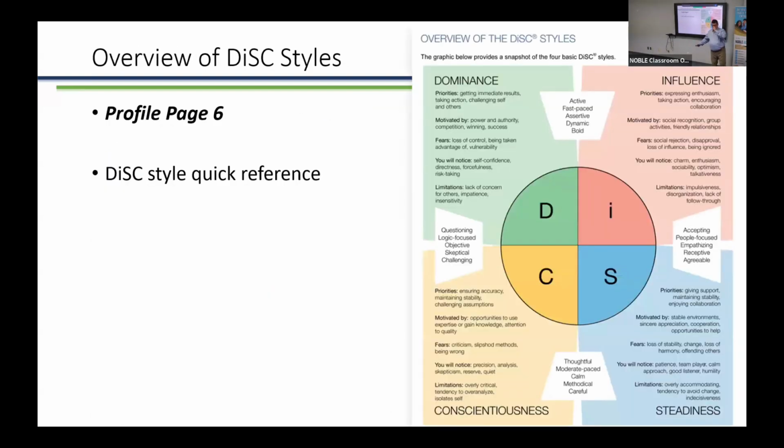So I'll leave it there for those who, yeah, if you want me to come around and see your report, I can. It's almost perfect on C and D and almost an S and I. Yeah, so you're like a CD. Yeah, that's what I was labeled as, CD. Yes.